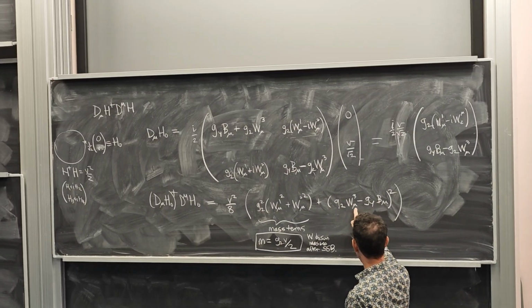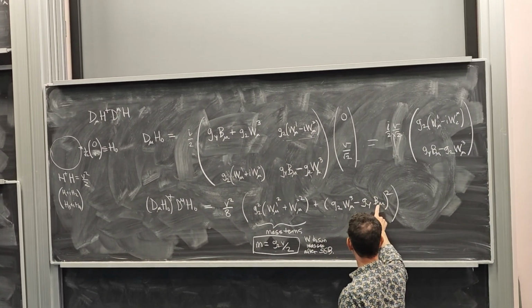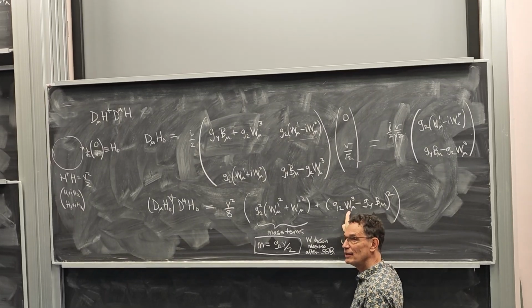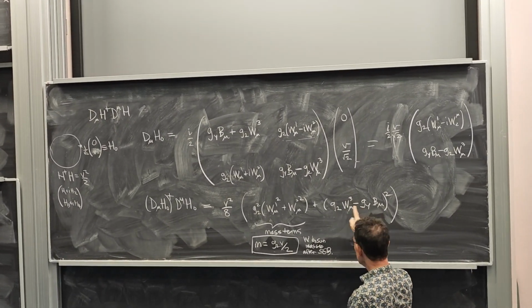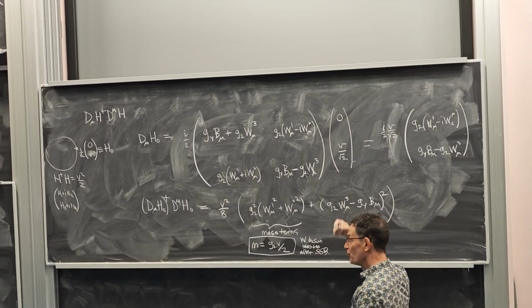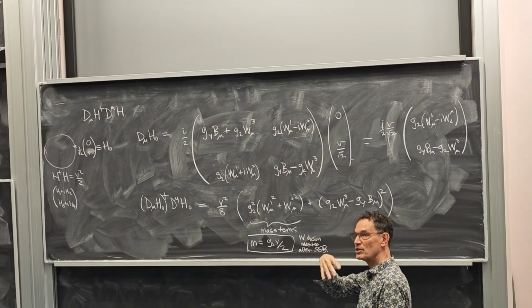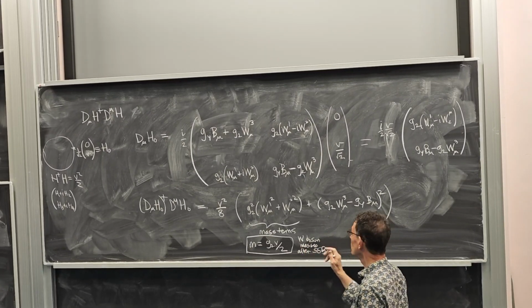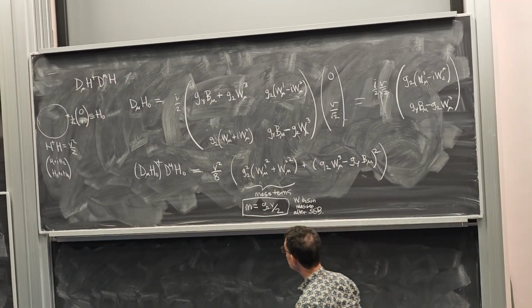Okay, so these ones are easy to interpret. This one's a little trickier because it is a linear combination of the U1 vector boson and the T3 vector boson coming from the SU2. And it's this combination which gets a mass. The orthogonal combination is massless, and the orthogonal combination is the photon, right? Which remains massless.